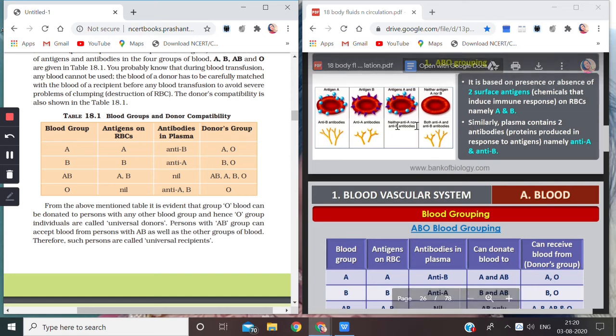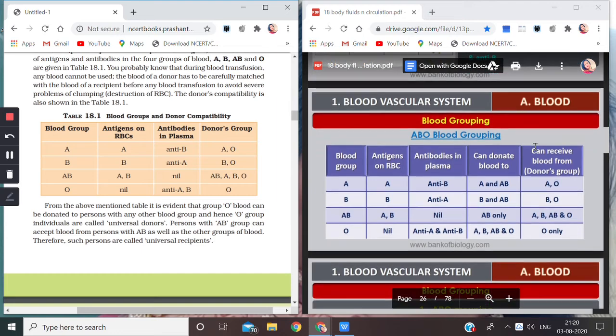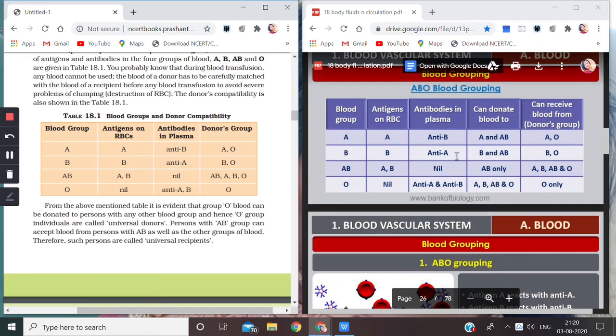Similarly, plasma has two types of antibodies. Antigens are present on the RBCs and antibodies are present in the plasma. So there are two types of antibodies, anti-A and anti-B. There are two types of antigens, again antigen A and antigen B, and there are two types of antibodies which are against these antigens, anti-A and anti-B. So again the same, you see the table which is in your NCERT also, the same table they have made here also, just to explain it.